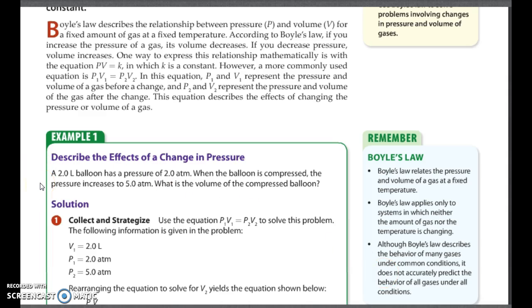Describe the effects of a change in pressure. A 2.0 liter balloon has a pressure of 2 atm. When the balloon is compressed or squeezed, the pressure increases to 5.0 atm. What is the volume of the compressed balloon? First thing you should do, make a list of what you know. I would like you to hit pause and get your answer.